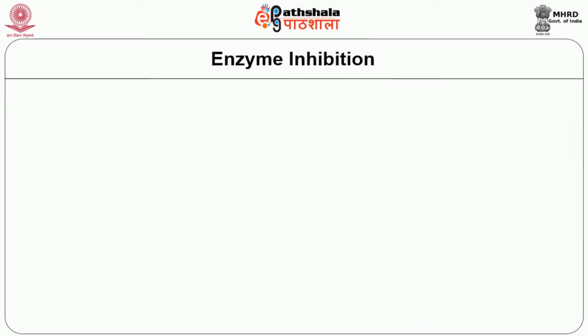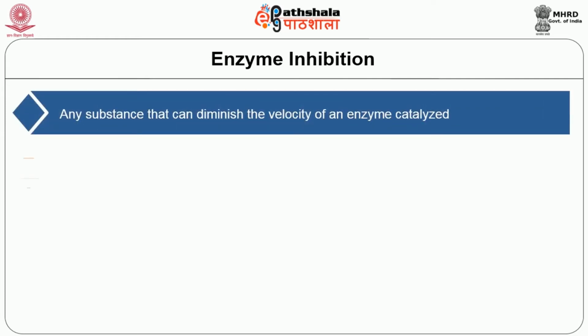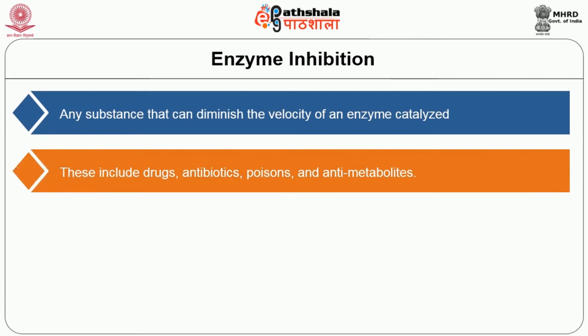The next important factor that affects the enzyme rate is the presence of inhibitors. Before talking about the different classes of inhibitors, let us understand what we mean by enzyme inhibition. Any substance that can diminish the velocity of an enzyme catalyzed reaction is called an inhibitor. This includes drugs, antibiotics, poison and antimetabolites.